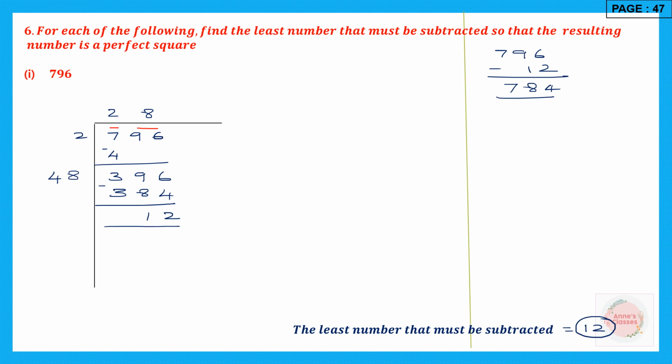Now this number is a perfect square. So you can find out the square root of this number that will not have any remainder, and you will understand that this is a perfect square. So the remainder that you get when you divide is the least number that must be subtracted to make it a perfect square. So our answer is 12.